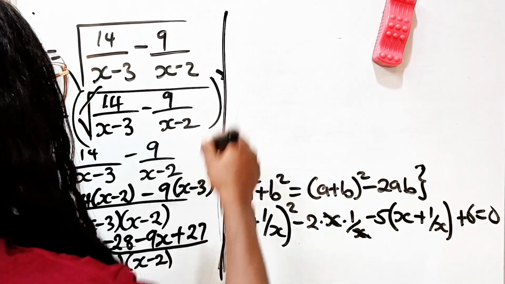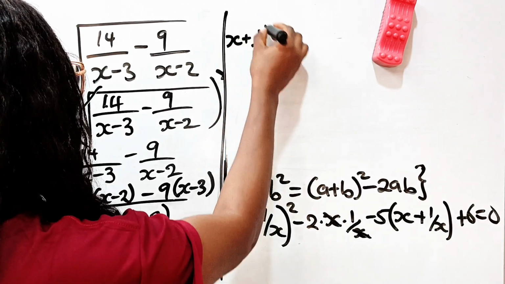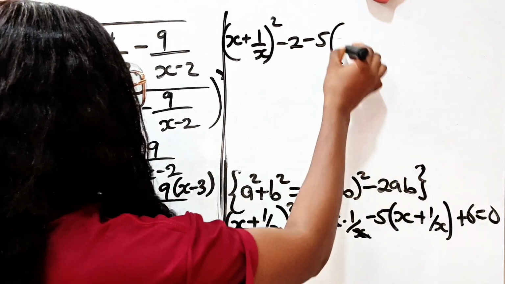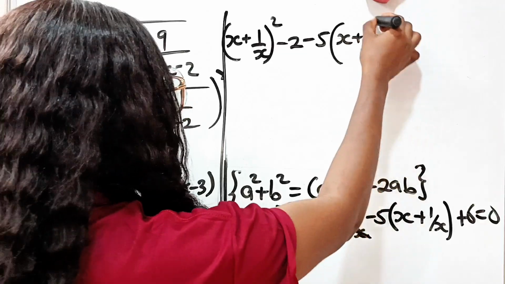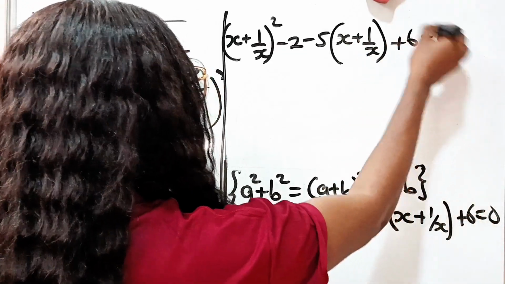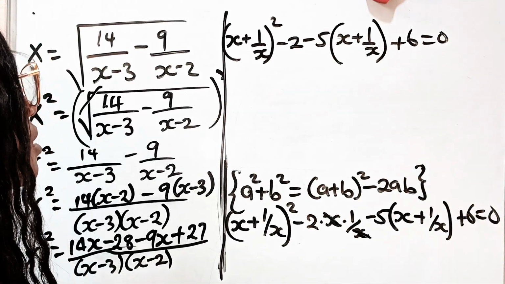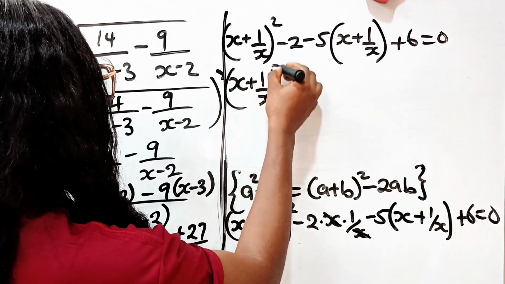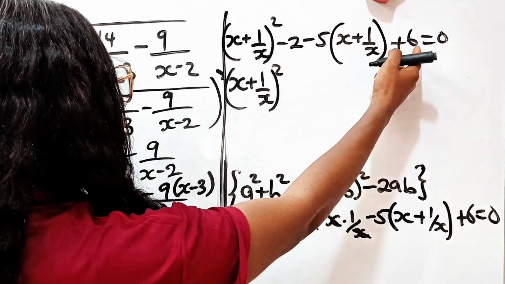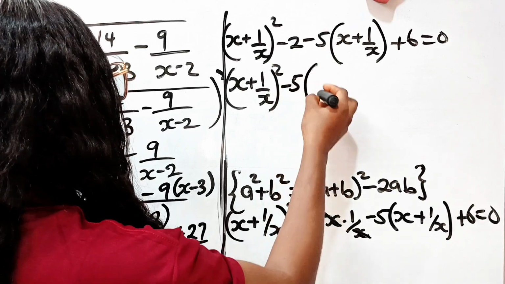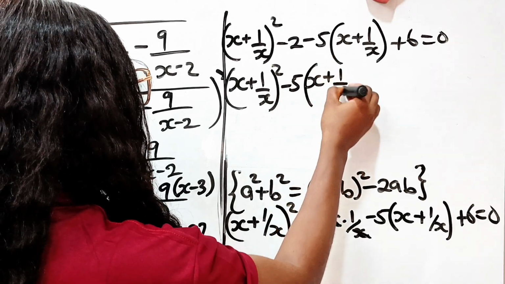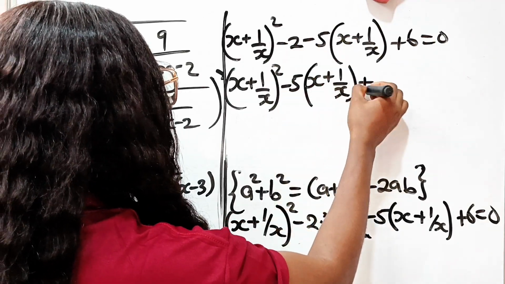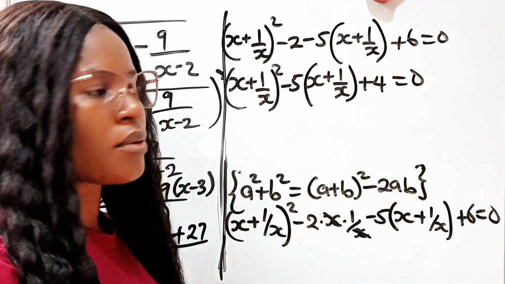So now we are going to have (x + 1/x)² − 2 − 5(x + 1/x) + 6 = 0. Alright, now we'll have (x + 1/x)², then the −2 we are going to transfer to this side. We have −5(x + 1/x), then −2 + 6, 6 minus 2 will give us +4, is equal to 0.